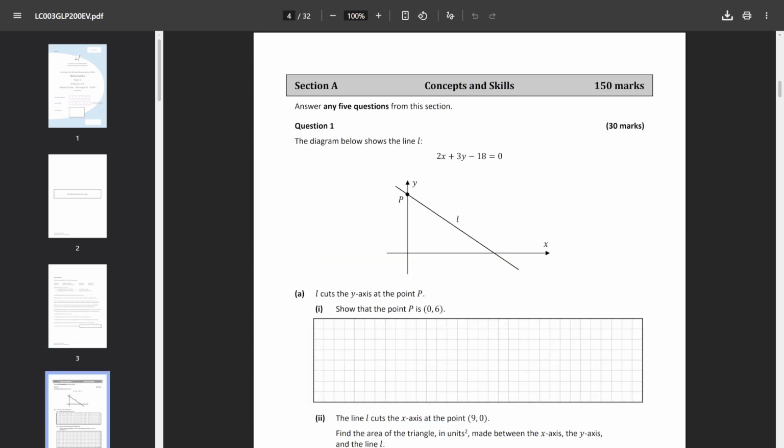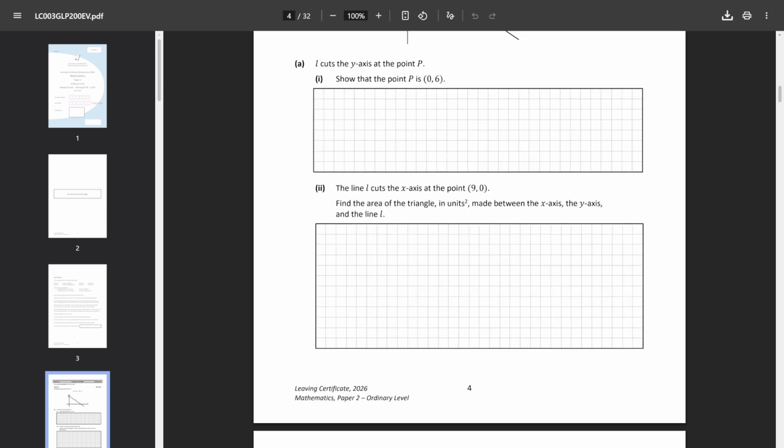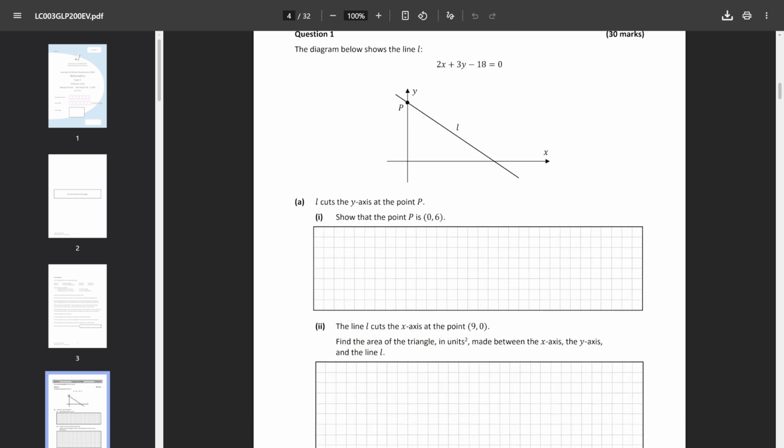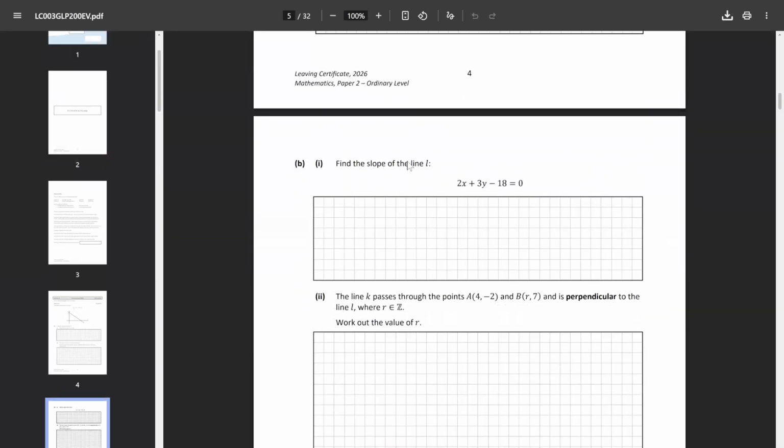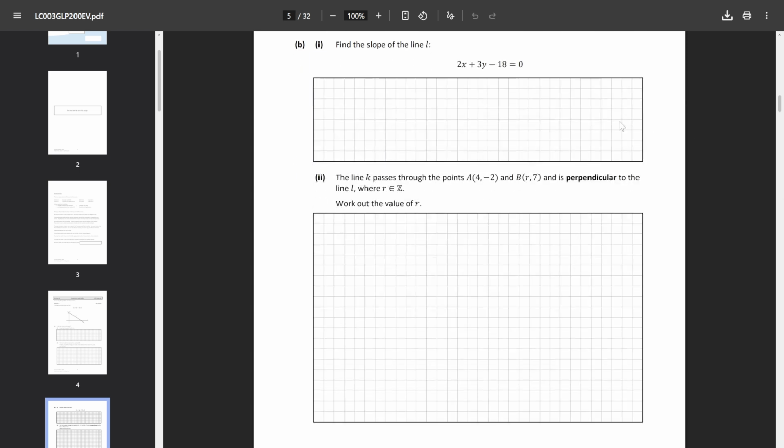Question 1, a pretty straightforward line question, including the area of the triangle, which I did review with a couple of the students, the 2 different methods. In this one, you could have used either because one of the vertices is the origin. So you could have done half base by height, or half mod x1 y2 minus x2 y1. Both methods are acceptable. Then working out the slope of a line, and a slightly more involved setup for ordinary level, finding a perpendicular line through these 2 points, or more so looking for the value of r.